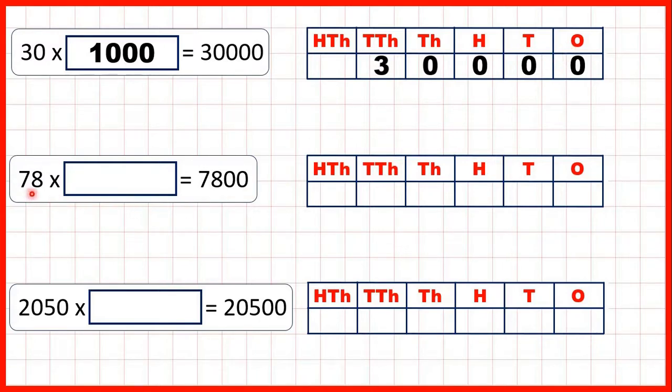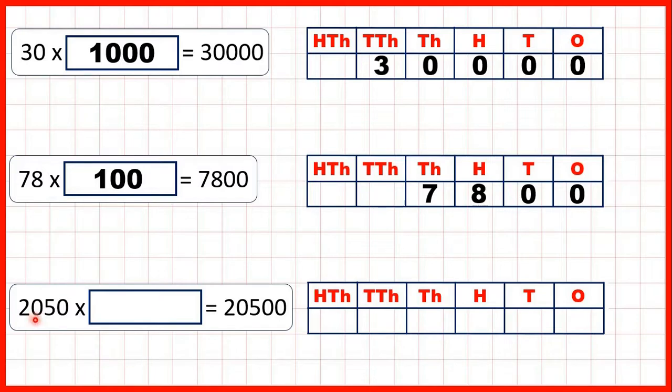Now 78 times what is 7,800? Our missing number is 100, because our answer is 78 with 2 zeros on the end, and we have 2 zeros in 100. And what's really happened when we multiply by 100 is that the digits have moved 2 squares to the left, and we have zeros in our empty tens and ones columns.